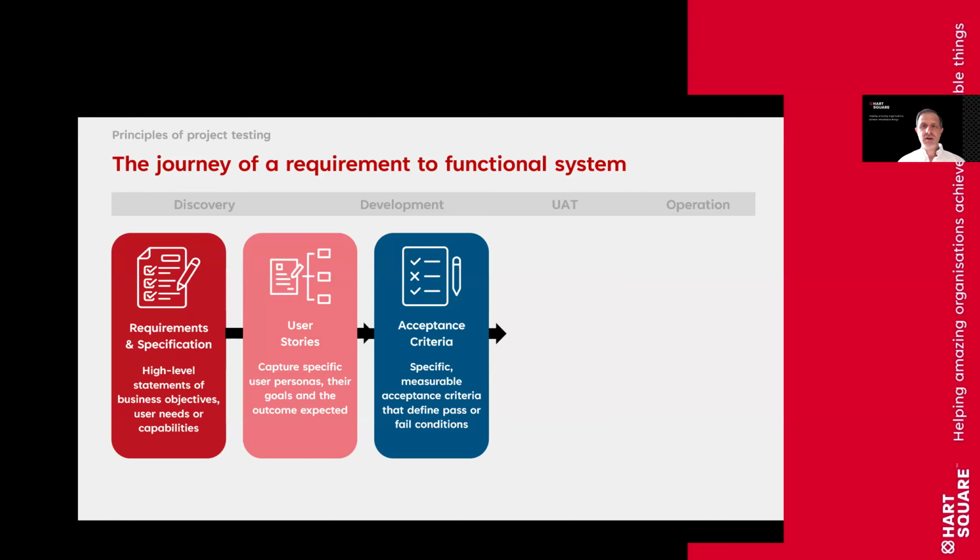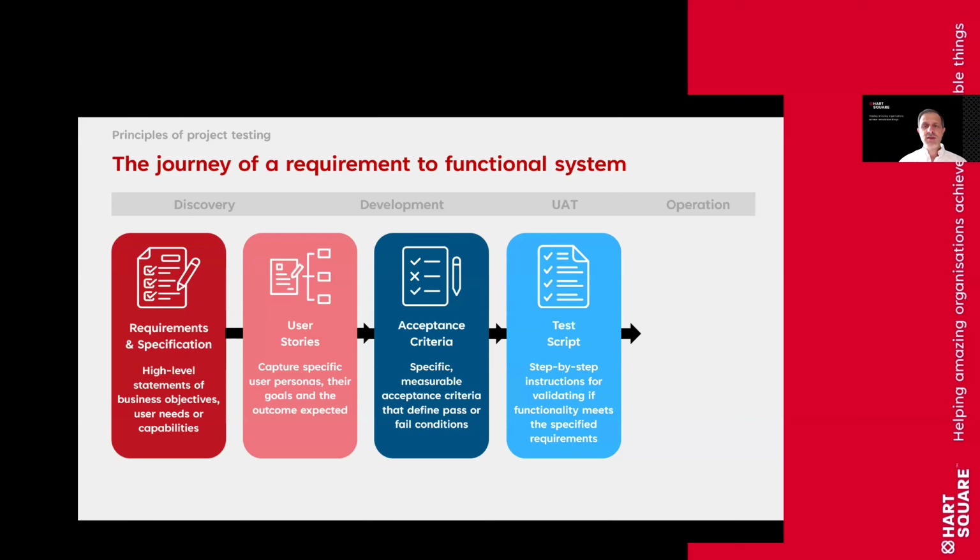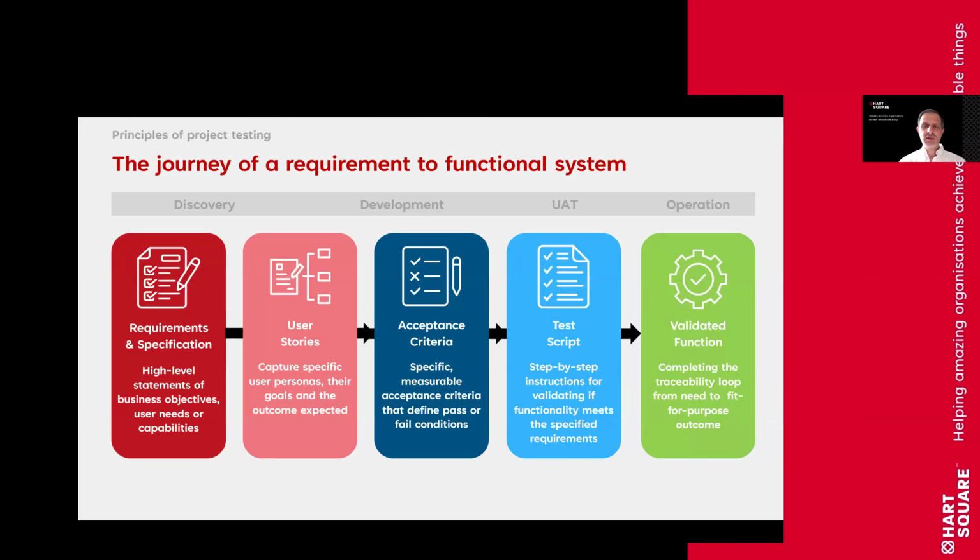Once you've then got your acceptance criteria, before you enter UAT, you should then be able to define the test scripts. So a test script is a step-by-step instruction for validating that the functionality you're going to be testing, the thing that's been produced before it goes live, is going to meet the specified requirements. Now, those test scripts need to be effectively the answer to the acceptance criteria. So there has to be a really strong correlation and relationship between those two, because the acceptance criteria really should build your test script. And once your test script is completed and you've done your test, you then should have validated function.